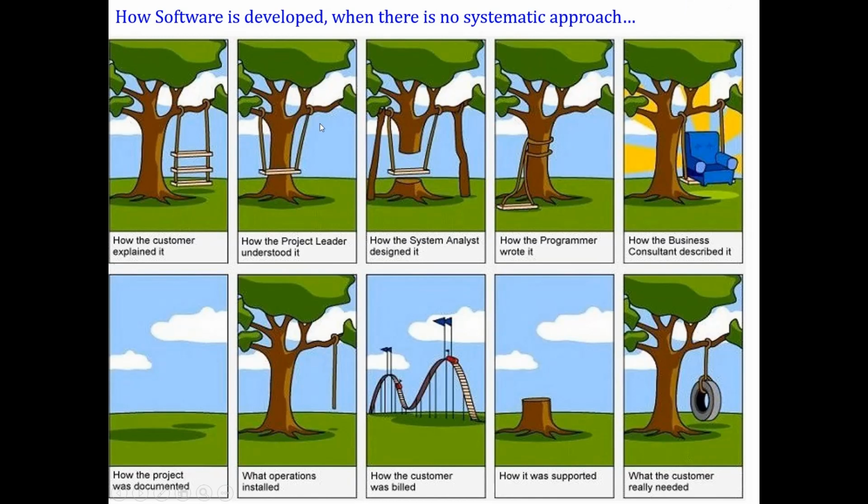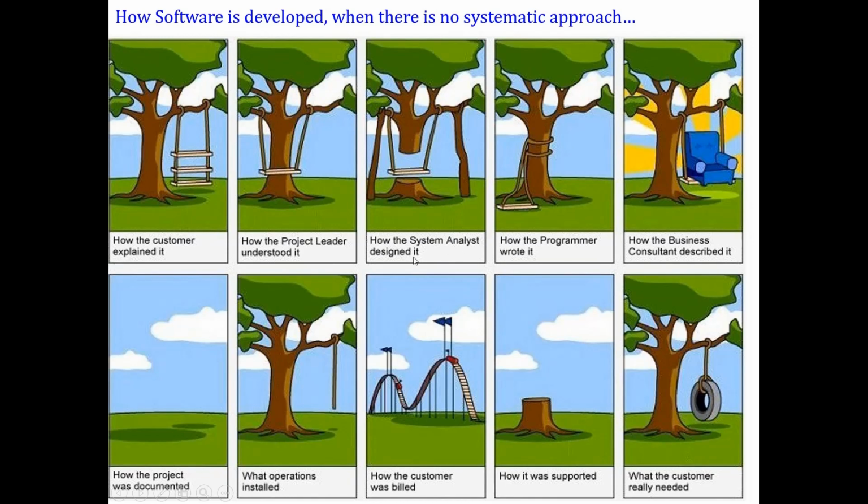Now, we'll discuss a scenario of how software is developed when there is no systematic approach. This is a scenario of how a customer explains his product and what final product is developed. The customer is explaining that he requires a swing, that is a 3-tier swing. The project leader understands it as a swing with a single tier.